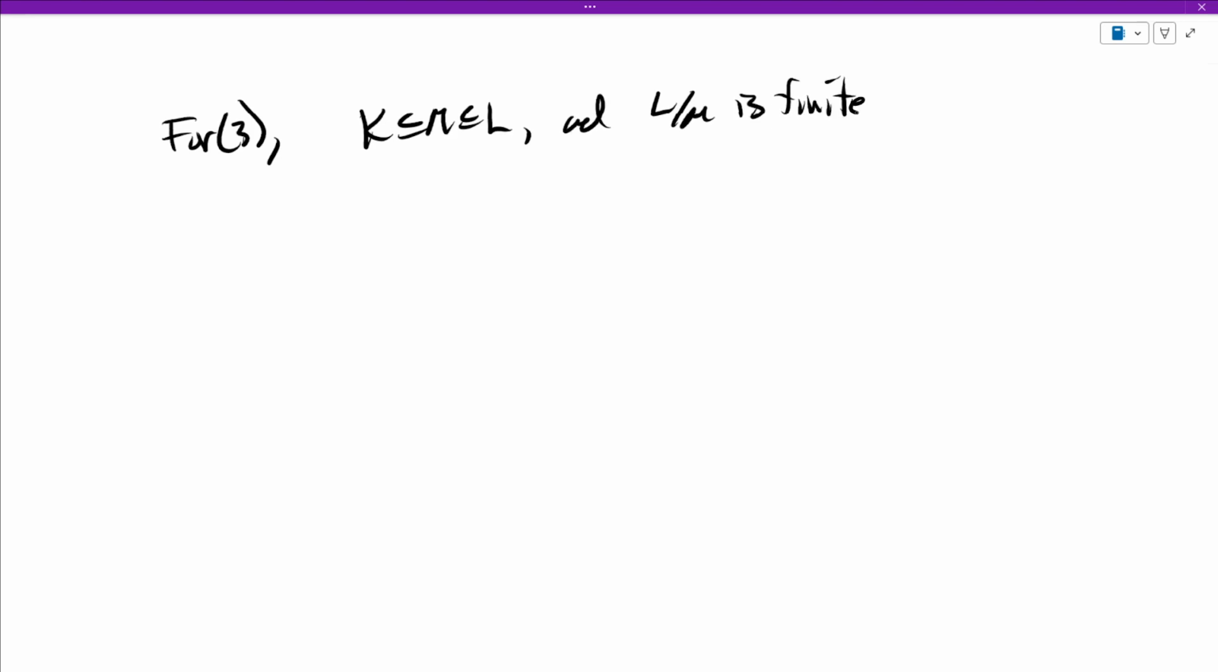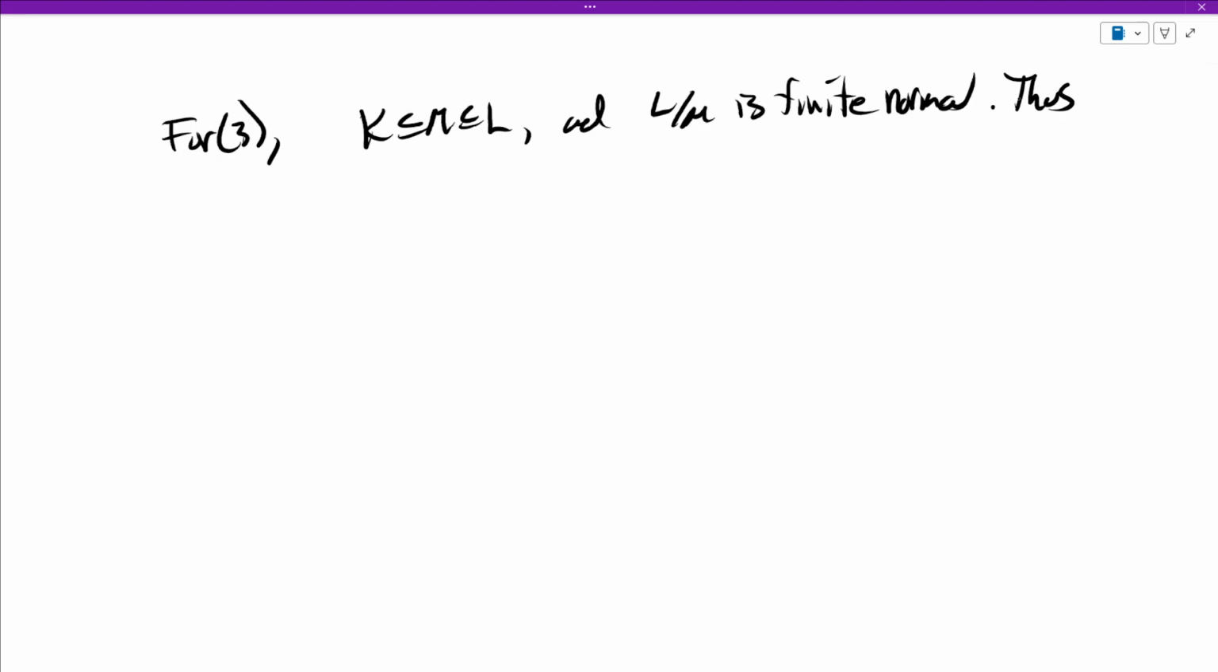For 3, K contained in M contained in L, and L over M is finite normal. Why is it finite normal? Well, again, L over K is finite normal, so L over M must also be finite normal, because L over K is a splitting field, so L over M is also a splitting field. That was a homework problem.